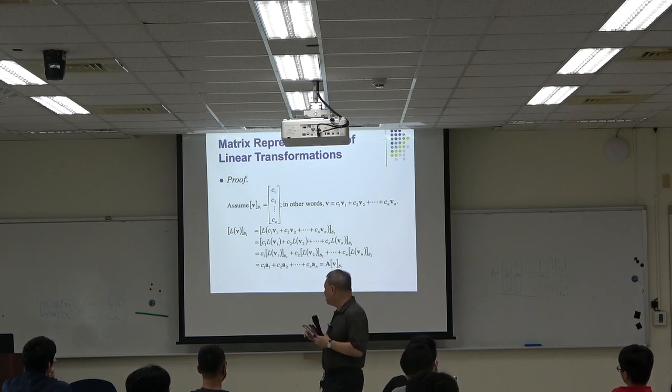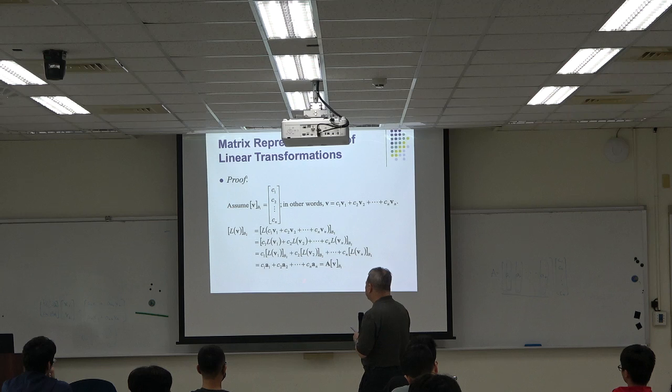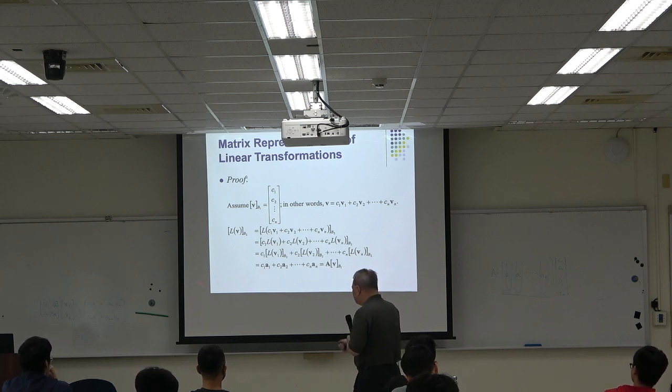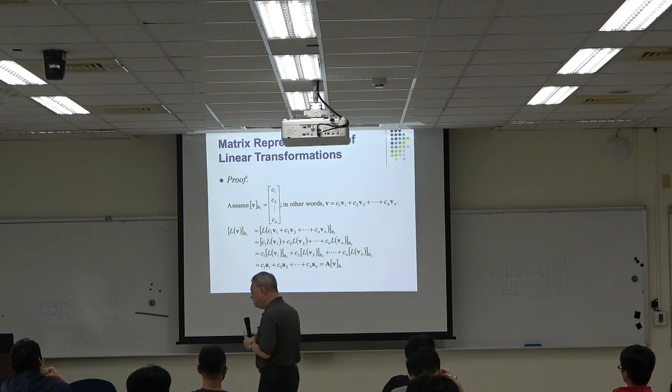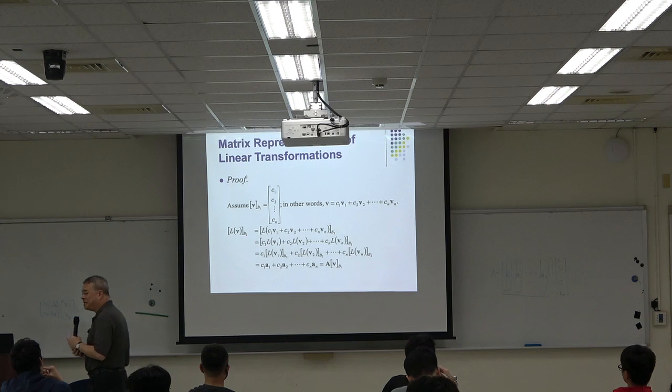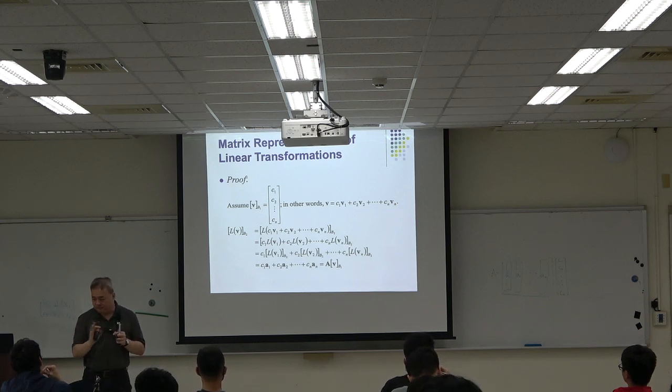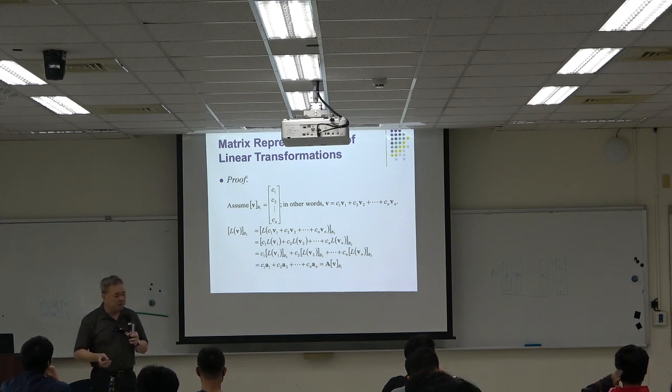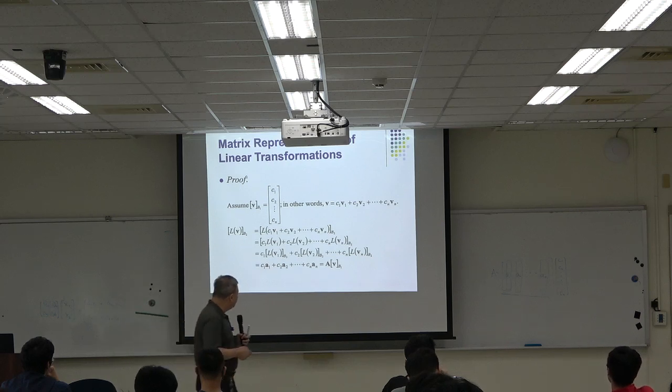So basically, it just tells you that for any linear transformation between two vector spaces of finite dimensions, you can use a matrix to represent this linear transformation.